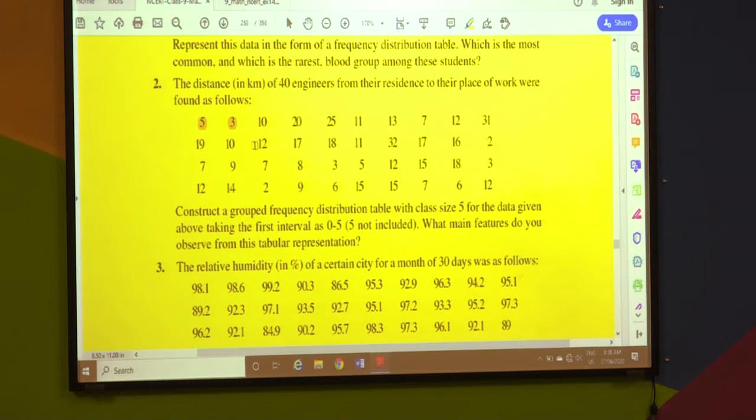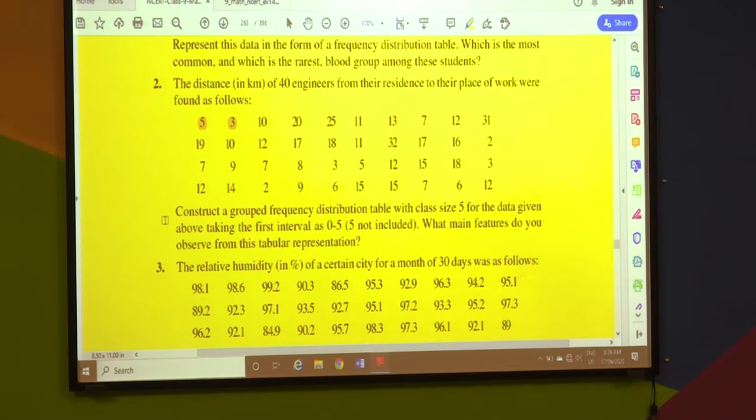What they are asking below, the data is given here. You can see the data. Construct a grouped frequency distribution table with class size 5. They have guided us that the class size should be 5 for the data given above, taking the first interval as 0 to 5.